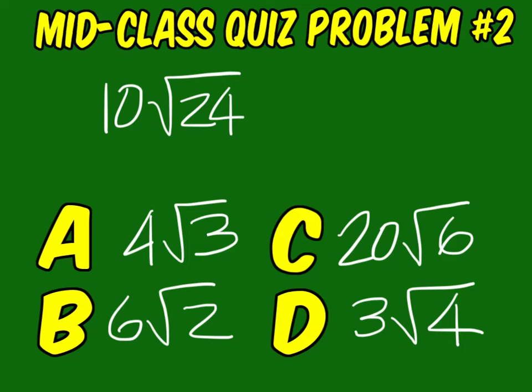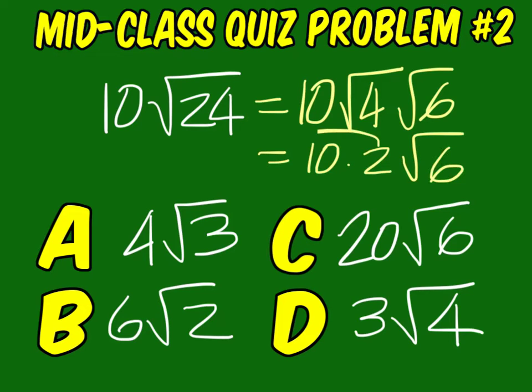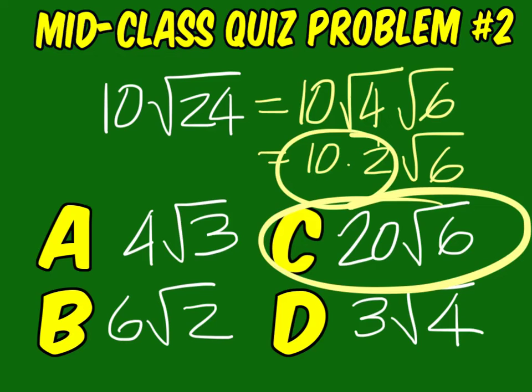Number 2. This one, you'll have the 24 breaking up as 4 and 6, so that's 10 times 2, square root of 6. This becomes a 20, therefore your answer is C.